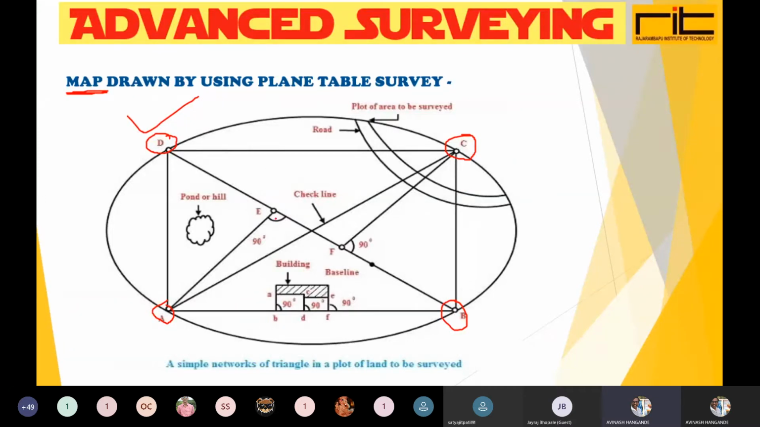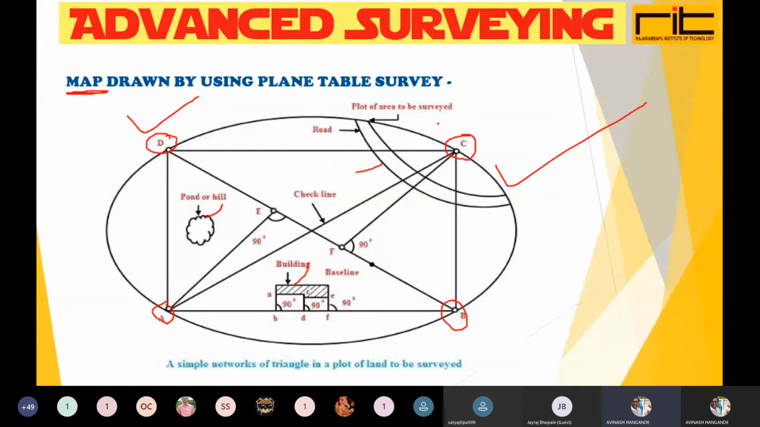Then by use of the validate, we have to bisect this pond or hill, or the building corners, or the road. We bisect each point with the help of that validate, and after bisecting, we measure the distances and plot them with the help of that simple validate. Then what we get is this map. I hope all of you understand what the final outcome of this plane table surveying is.